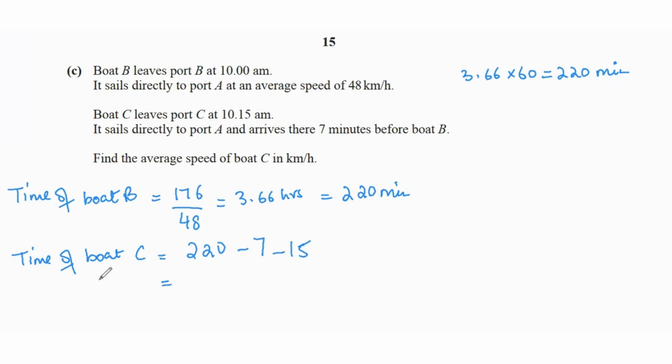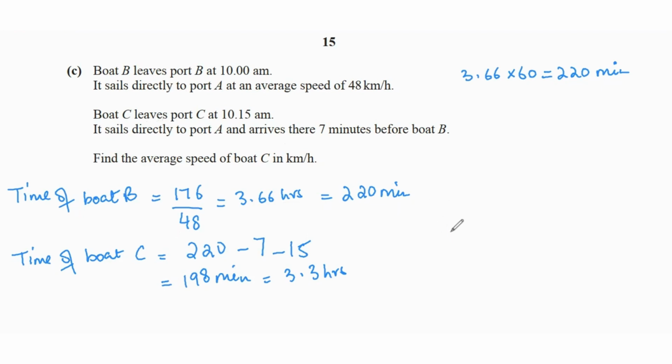So that gives us the time that it takes for port C to arrive at the port. So that's going to be 198 minutes, which in hours is going to be 3.3 hours. If the departure time was equal for both B and C, then we won't be subtracting 15 minutes. But since it's leaving 15 minutes later, we need to remove that time as well from 220 to find out how much time it takes for port C to reach port A.